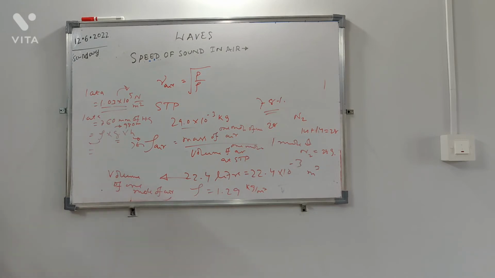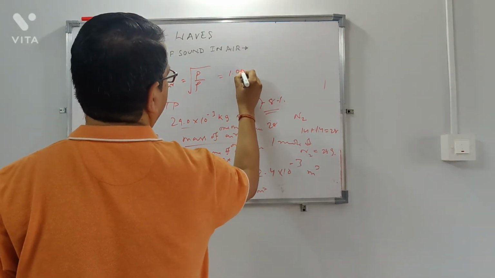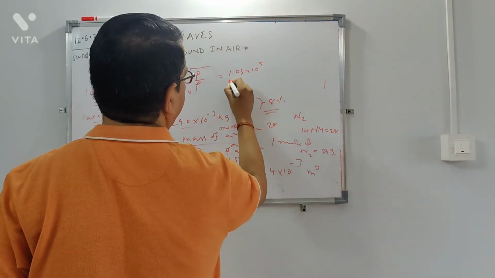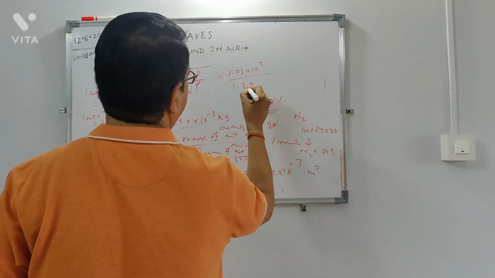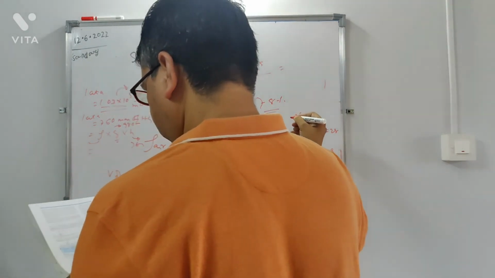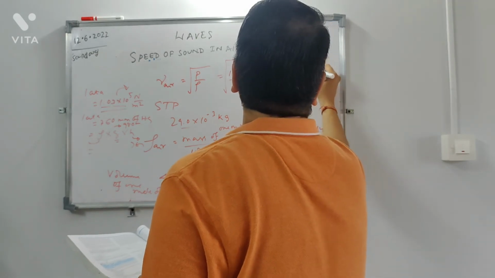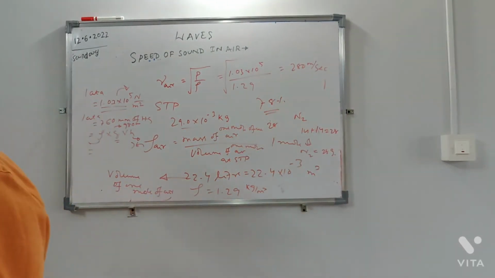Now after replacing all these things, if we put 1.013 into 10 to the 5 divided by 1.29, and take the square root, we will end up with a value of 280 meter per second. So why this difference? Because of the assumption that this is an isothermal process, that when a particle travels through air there is dissipation of heat and the temperature remains constant. That assumption is not correct. It is explained that it is an adiabatic process instead.